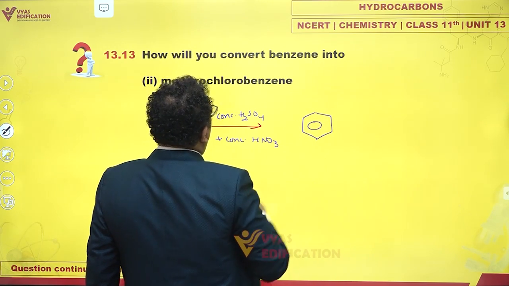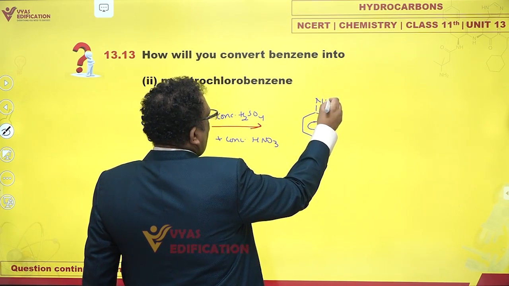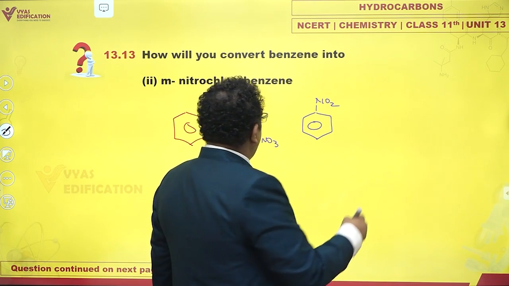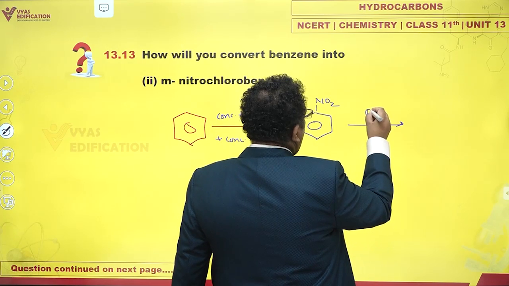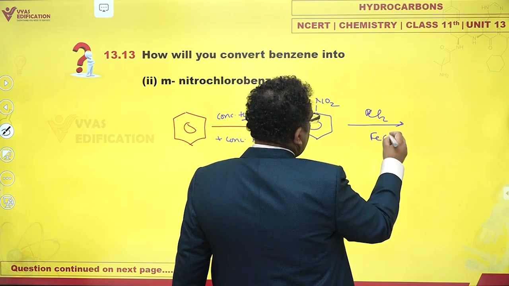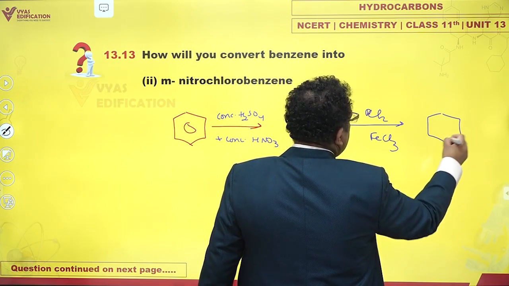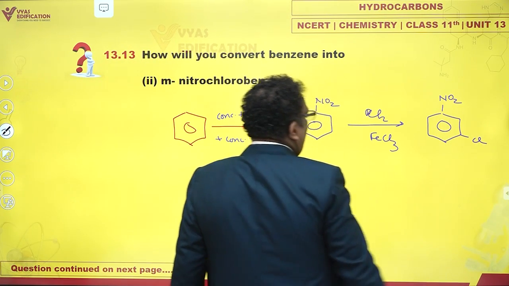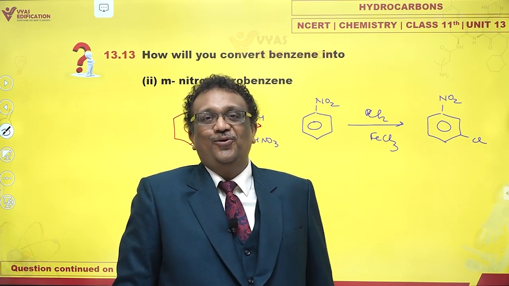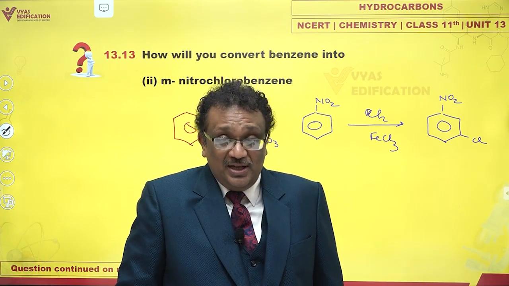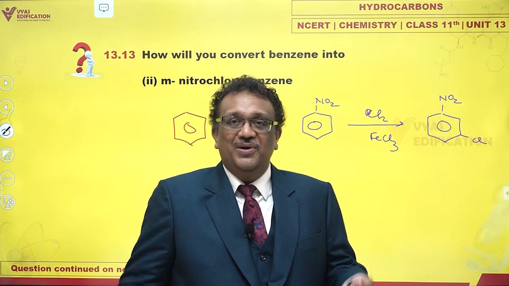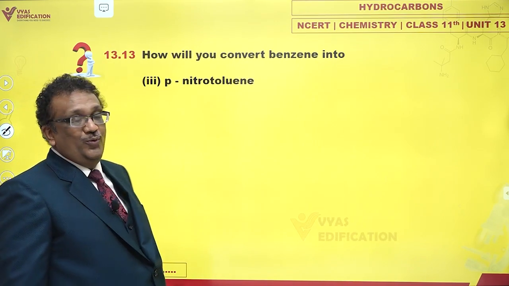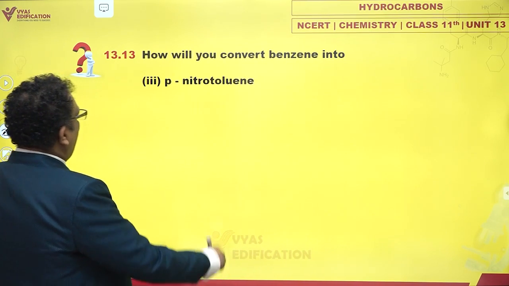And what would you get? You get nitrobenzene. And then you carry out chlorination. Since nitro is a deactivated group, it will be difficult to make it react, but ultimately it will, and you will get meta-chloronitrobenzene, because nitro is anyways a meta-directing group. Benzene is to be converted into para-nitrotoluene. How do we do that?